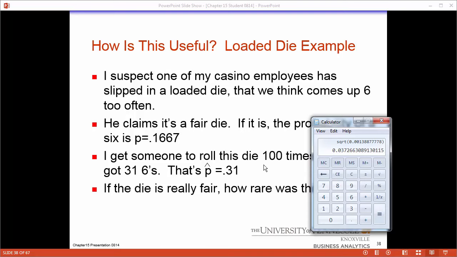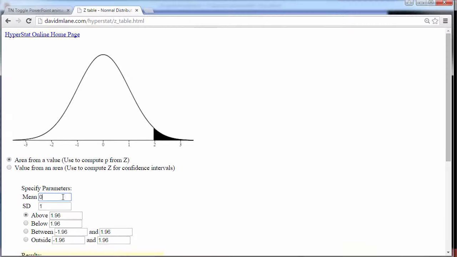So let's take a look at this with the David M. Lane applet. Okay, we're on the David M. Lane applet, and let's go ahead in here and put in our mean of 0.166x and our standard deviation, which I've just copy pasted. Now if you remember, we're trying to see if this dice has a problem, if it's coming up a weird amount.